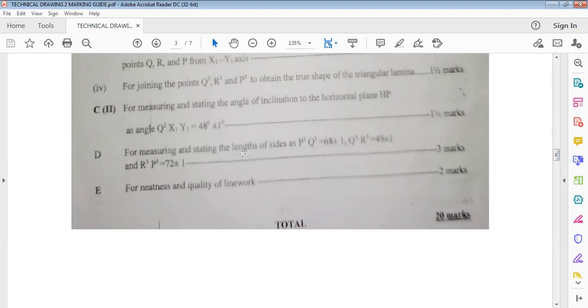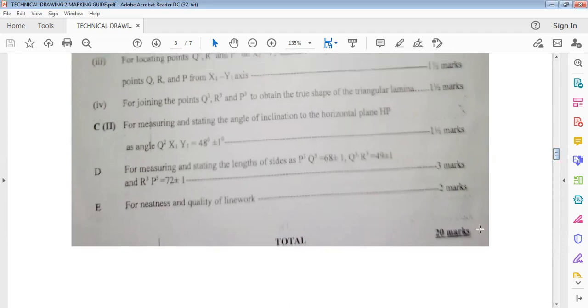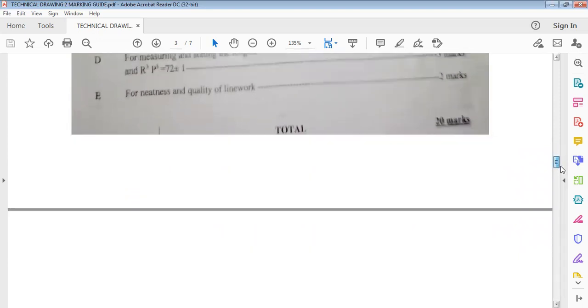And for measuring and stating the lengths of the sides, P3Q3 equals 68 plus or minus 1, Q3R3 equals 49 plus or minus 1, and R3P3 is equal to 72 plus or minus 1, you have 3 marks for that. And for neatness and quality of line work, you have 2 marks. So your work should be neat and you should use the right lines so that you can have your full marks. The total marks for this is 20 marks.